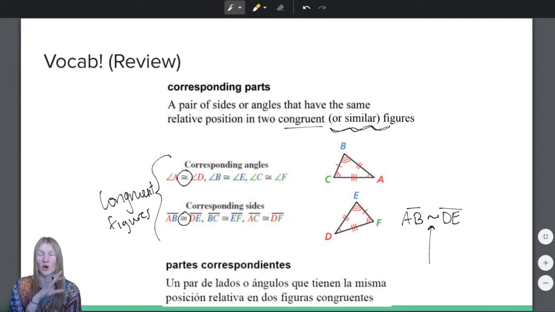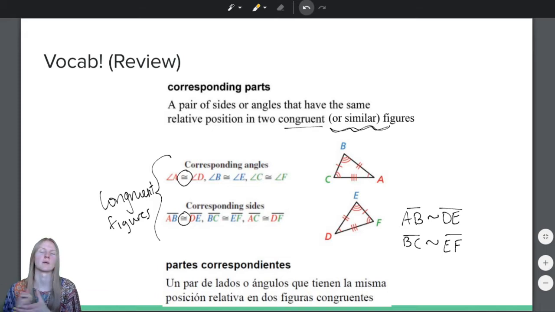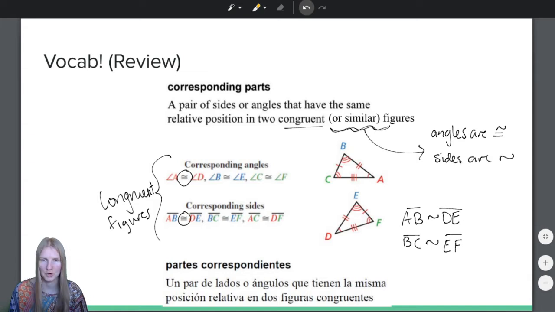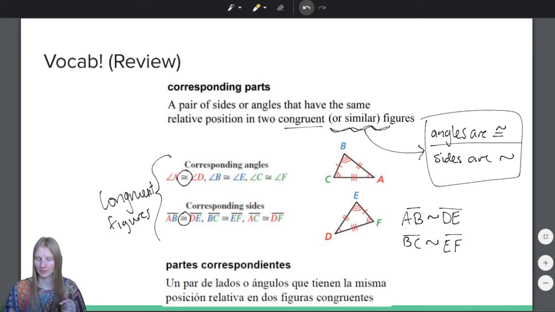This symbol can also mean proportional too. You'll learn more about that in higher level math classes if you choose to take them. And BC is similar to EF, etc., etc. So in congruent figures, all of the corresponding pieces are congruent. In similar figures, remember, angles are congruent, sides are proportional. Angles are congruent, sides are proportional for similar figures.